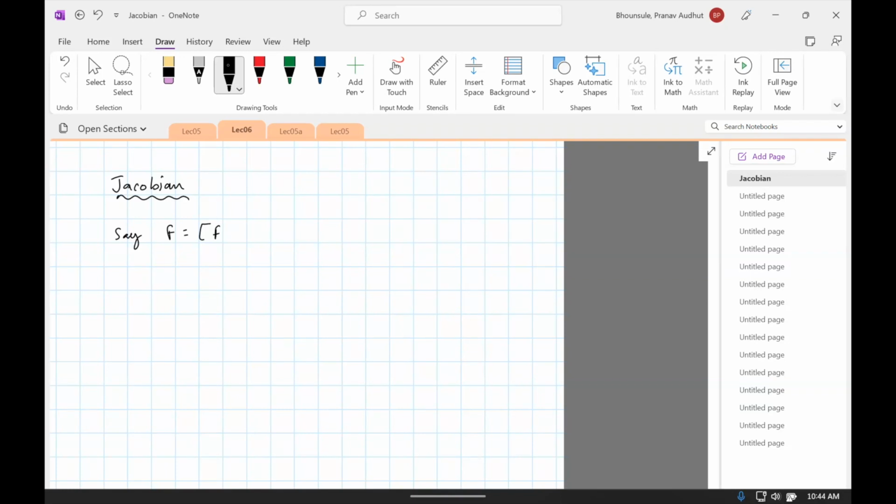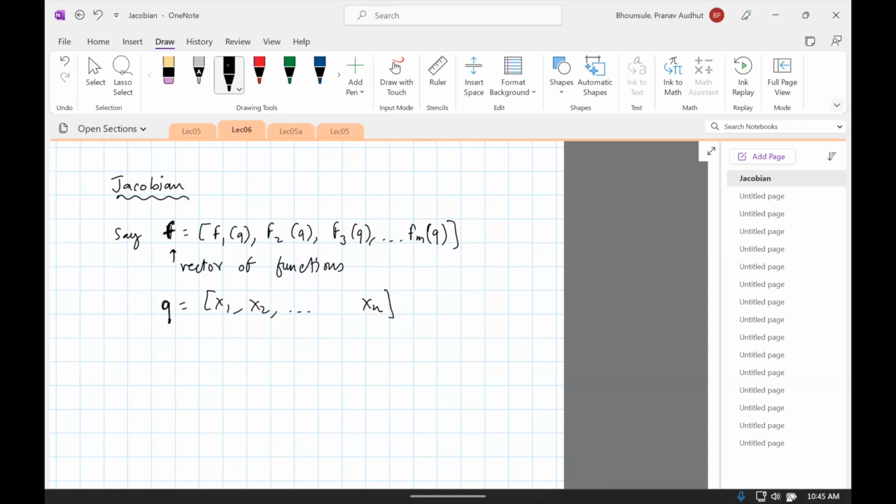So f1(q), f2(q), f3(q), and so on till fm. Okay, this is a vector. I should make it boldface so that it's basically a vector of functions. q is also a vector. Let's say q is x1, x2, and so on till xn.